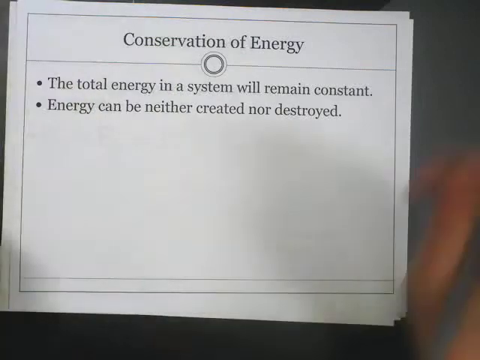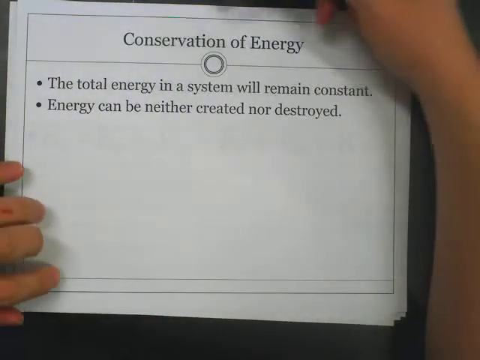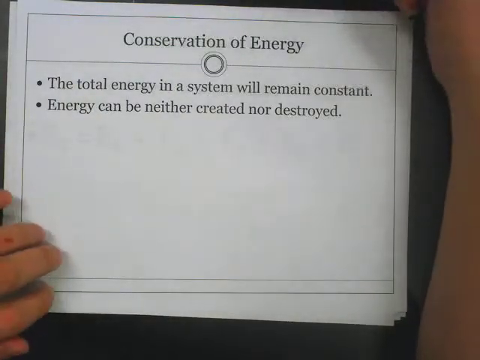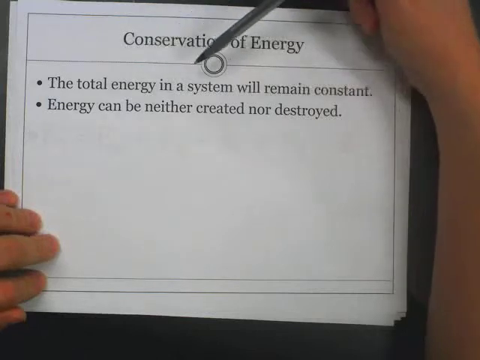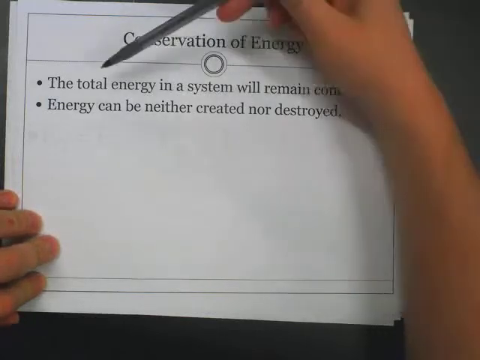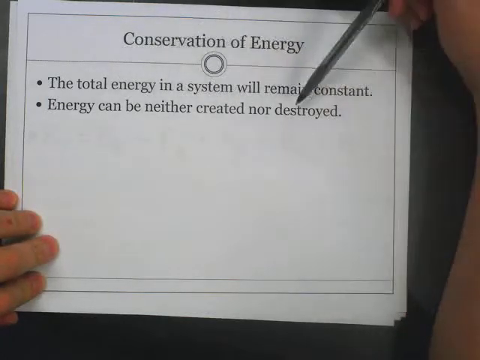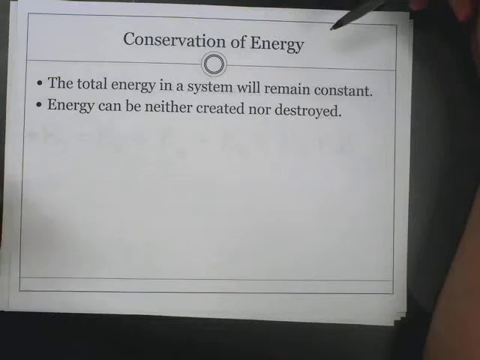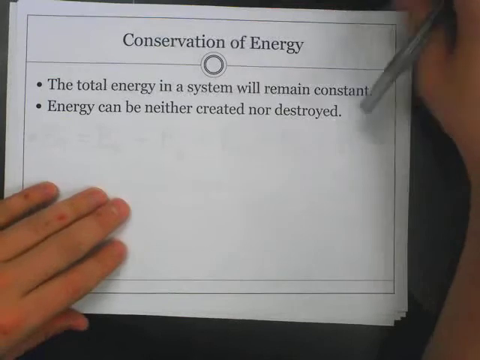Okay, today's lesson is on the conservation of energy. So the idea is that the total energy in the system will remain constant. Energy can neither be created nor destroyed. So basically, if you have some energy at the beginning of the story, you're going to have the same amount of energy at the end of the story, even if you change the form of energy it's in, right?